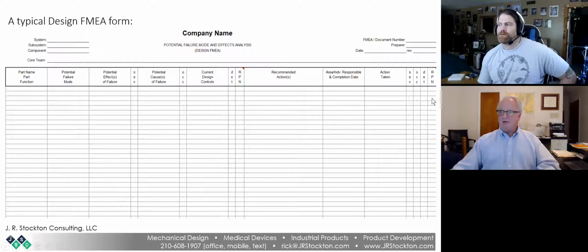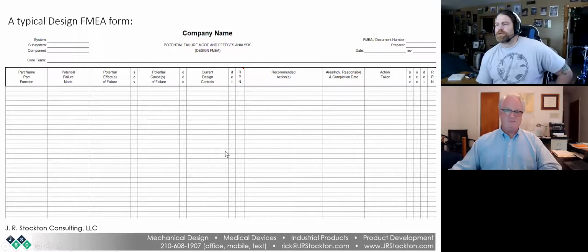Then you have a new RPN, and this new RPN, if this was any kind of a good action, is significantly lower than the RPN we had here. Any questions? I wanted to make a few comments.